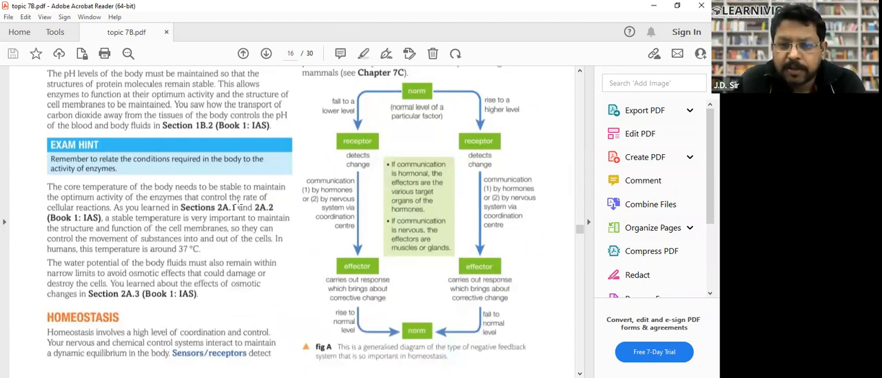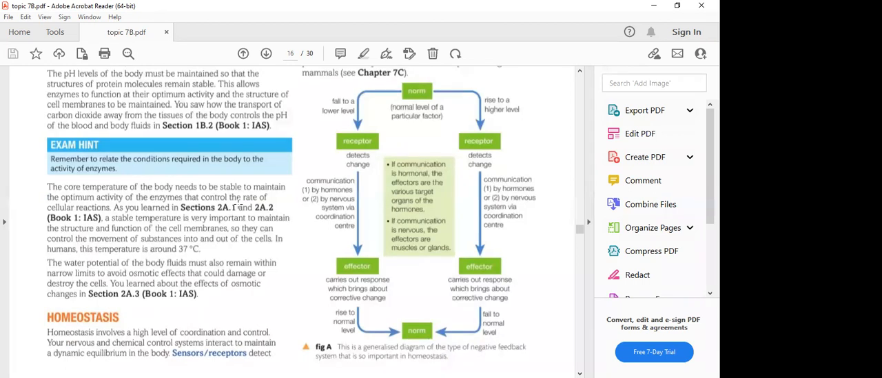How is the pH level of the blood controlled? Can you tell me, Affaf? Do you have any idea? No. Okay.